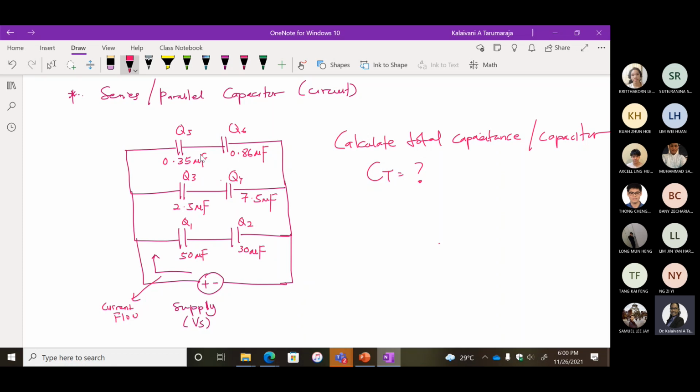This one actually has 6 capacitances. Actually I should not write it as a Q, I should write it as a C. The one Miss wrote here as a charge, I should write as a C. So in this circuit we have 6 capacitances.